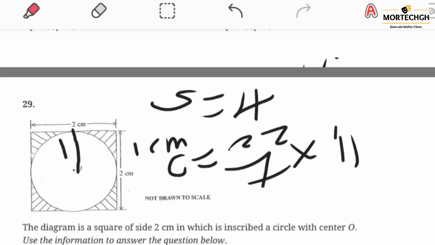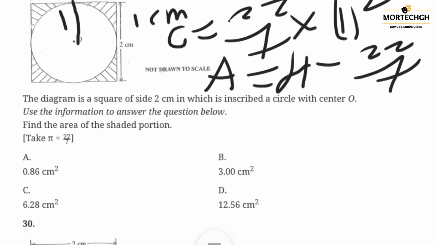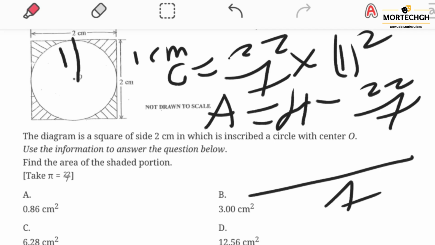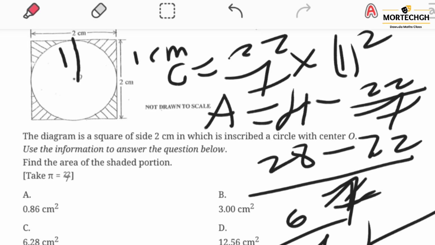So area of the circle is equal to pi r square, where pi is equal to 22/7 and the radius here is 1 centimeter, because the breadth of the square is 2 centimeter, and half of it gives you the radius of the circle. So 22/7 times 1 square will give you 22/7. So the area of the shaded portion will be equal to the area of the square minus the area of the circle, which is 22/7. Take the LCM as 7. 7 times 4 will give you 28, minus 22. 28 minus 22 will give you 6. So it will be 6/7, and that's the final answer.